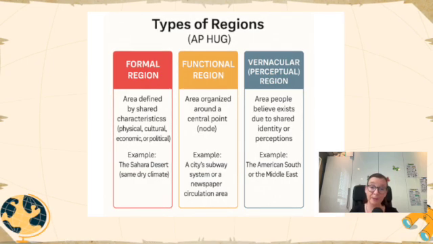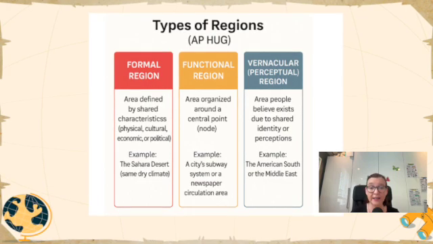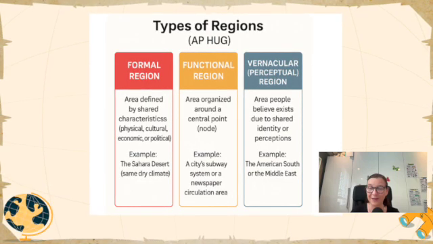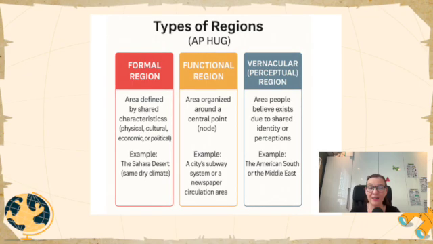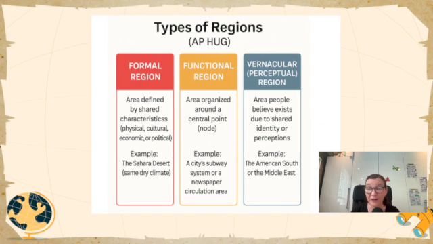They're based on people's beliefs, cultures, or identity. These regions don't have exact borders. They exist because people think of them as regions. The American South or the Middle East are examples because people associate them with certain traits, even though their boundaries are not very clearly drawn.